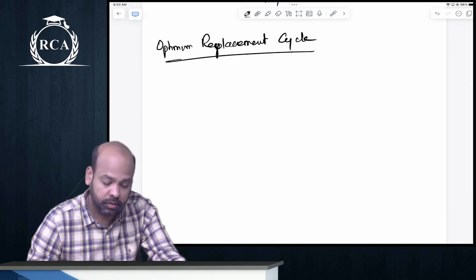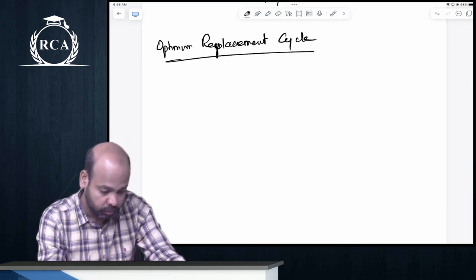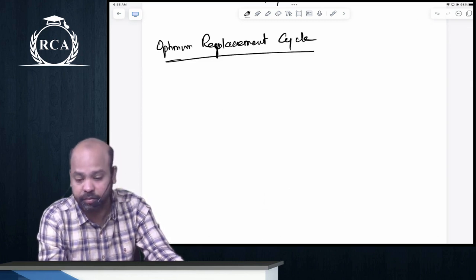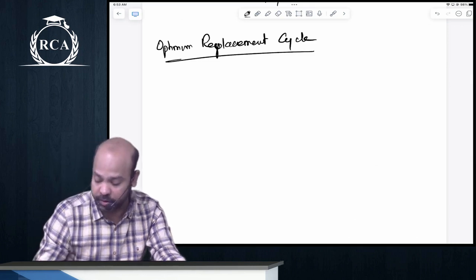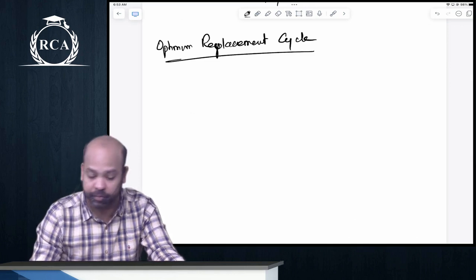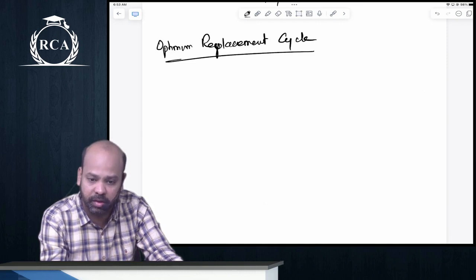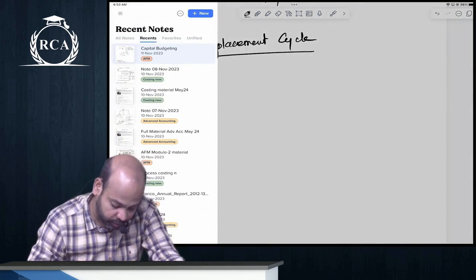Equated annual cost of using the machine for different time periods. Alright, guys, are we clear about this? Question number 40, problem solving book, question 40.